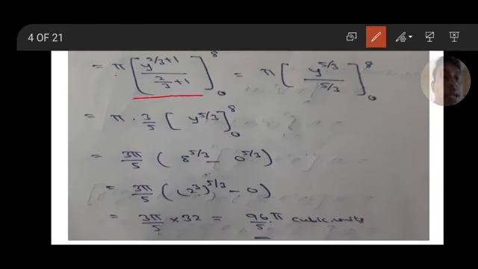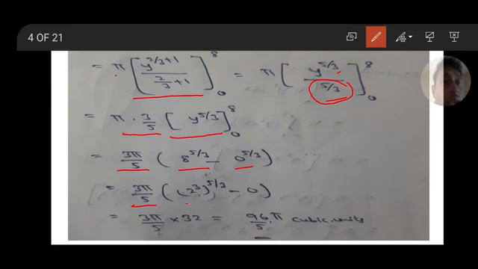Pi is the coefficient outside, from 0 to 8. 2 by 3 plus 1 is 5 by 3, so y to the power of 5 by 3 by 5 by 3. The 5 by 3 in the denominator becomes the constant 3 by 5. So pi into 3 by 5, y to the power of 5 by 3, from 0 to 8. Upper limit minus lower limit: 3 pi by 5 as it is, y to the power of 5 by 3 minus 0 to the power of 5 by 3.